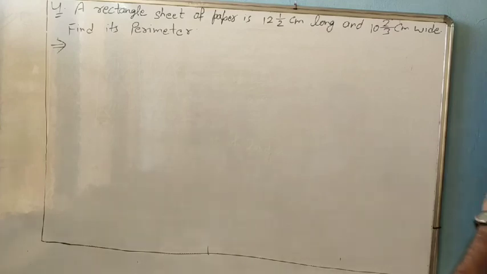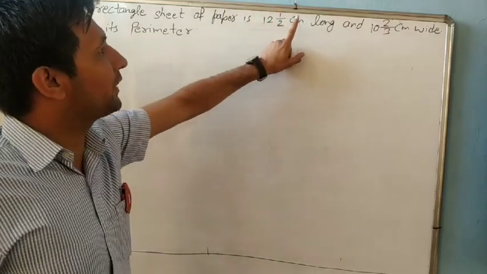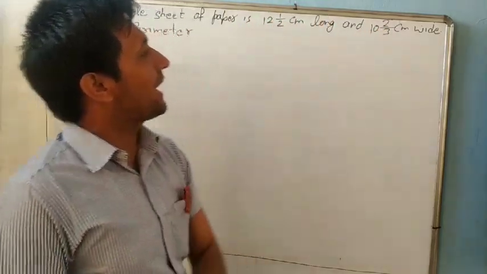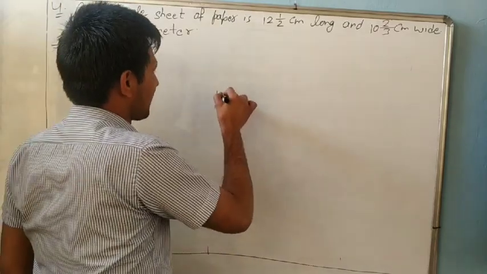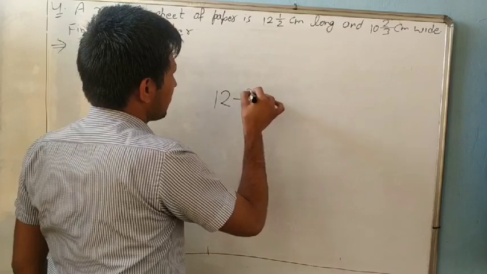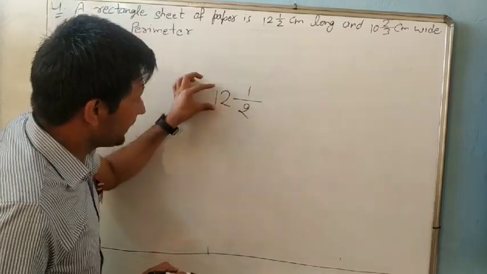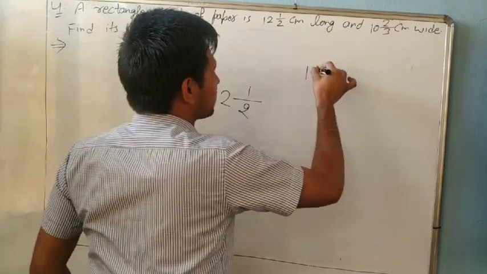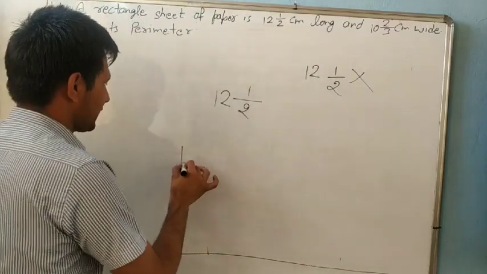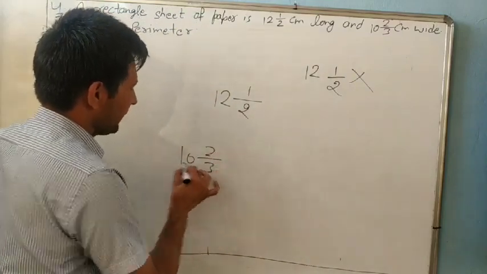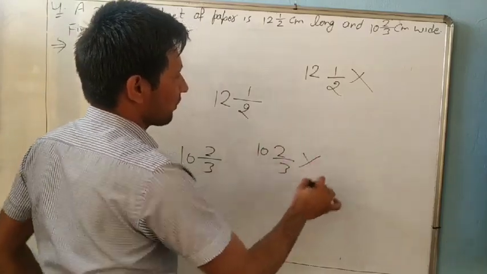Now question number 4. A rectangular sheet of paper is 12 and 1 by 2 centimeter long and 10 and 2 by 3 centimeter wide. In a mixed fraction, always write the whole number first, then the fraction: 1 upon 2 with the whole in the middle. Some students write it like 12, 1 and 2. It is wrong. Always write 10 and then 2 by 3 this way. Don't write like the wrong one. Understand it?